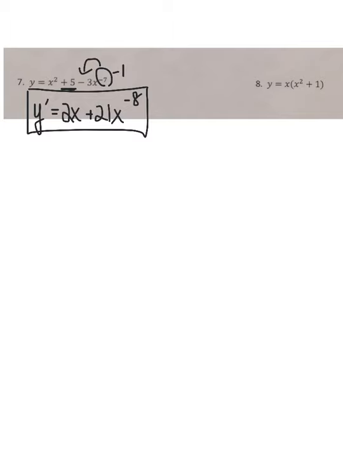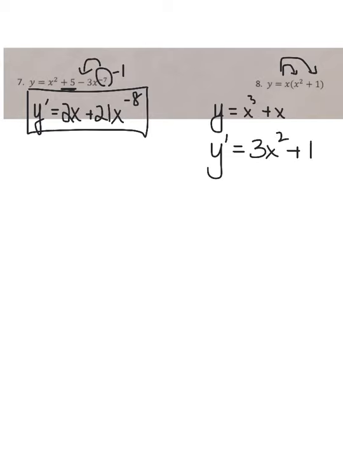Okay, now with number 8, the only thing I would suggest that you do is not take the derivative as it is right now. You have to simplify this, and it doesn't take too much to do that, so let's do that. We're going to simplify that by distributing. So that's going to be x cubed plus x, and now take the derivative. Y prime equals 3x squared plus 1. Pretty easy, right?